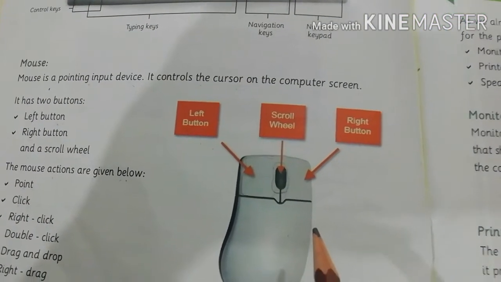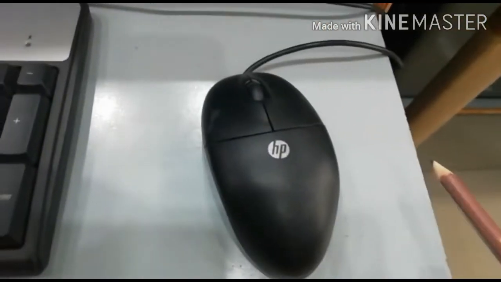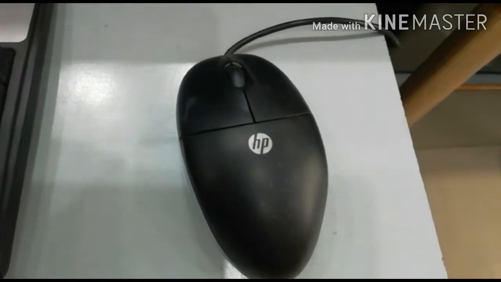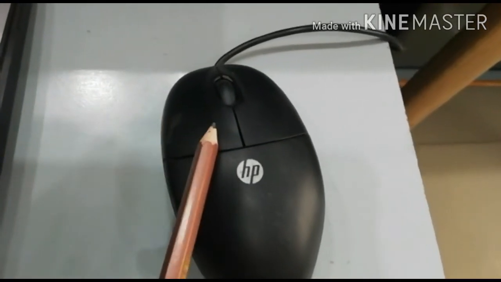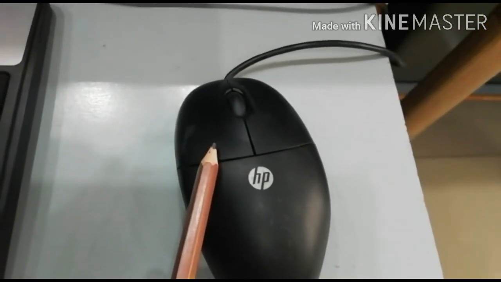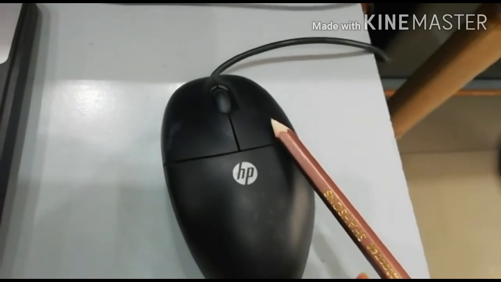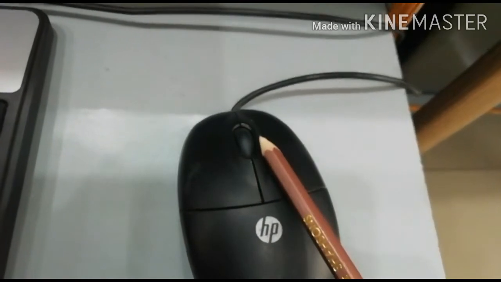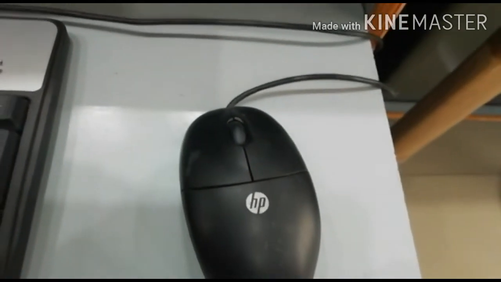Let's check this button on the mouse. Dear students, mouse seems like this. Dear students, it has two buttons. This side of the mouse is left button and this side of the mouse is right button and this center part is scroll wheel.